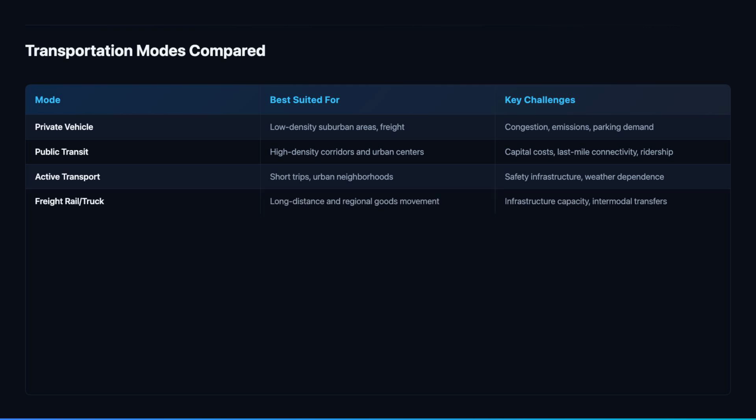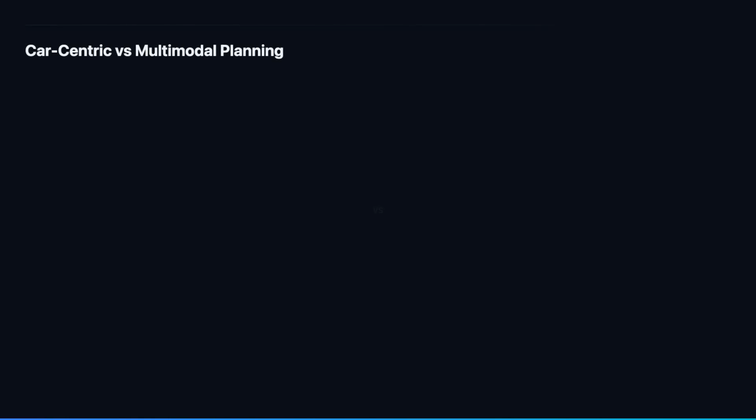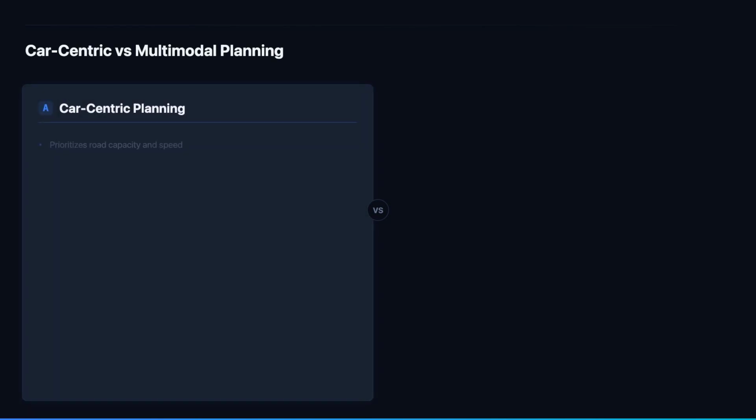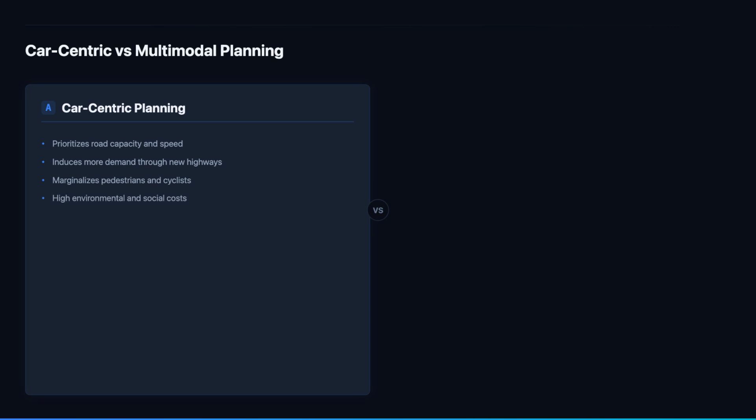Freight transportation keeps the economy moving but requires careful coordination between rail and trucking networks. The planning paradigm has shifted dramatically from car-centric to multimodal approaches in recent decades. Car-centric planning creates a cycle of induced demand where more roads lead to more driving and eventually more congestion.